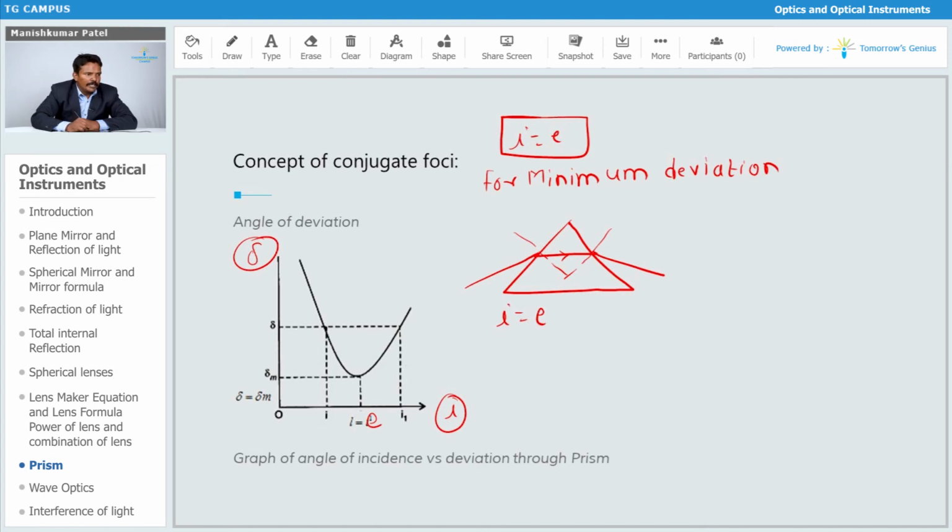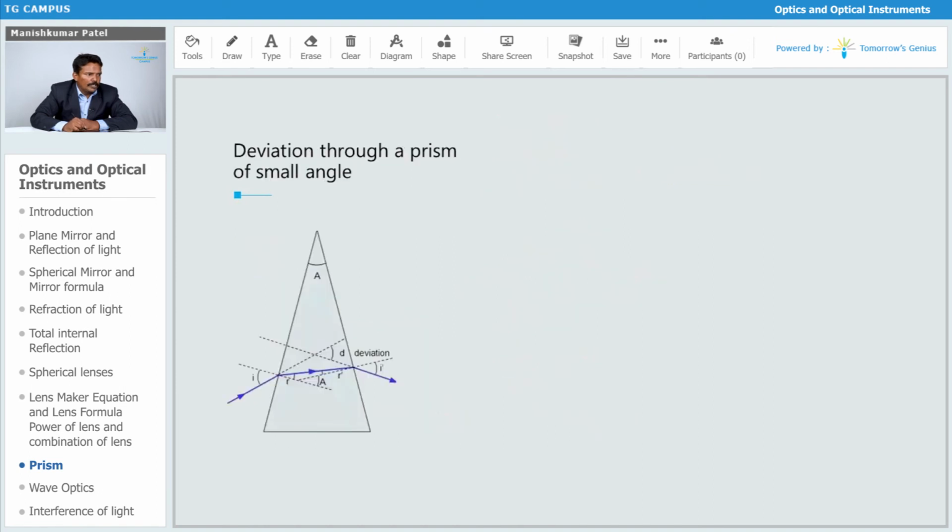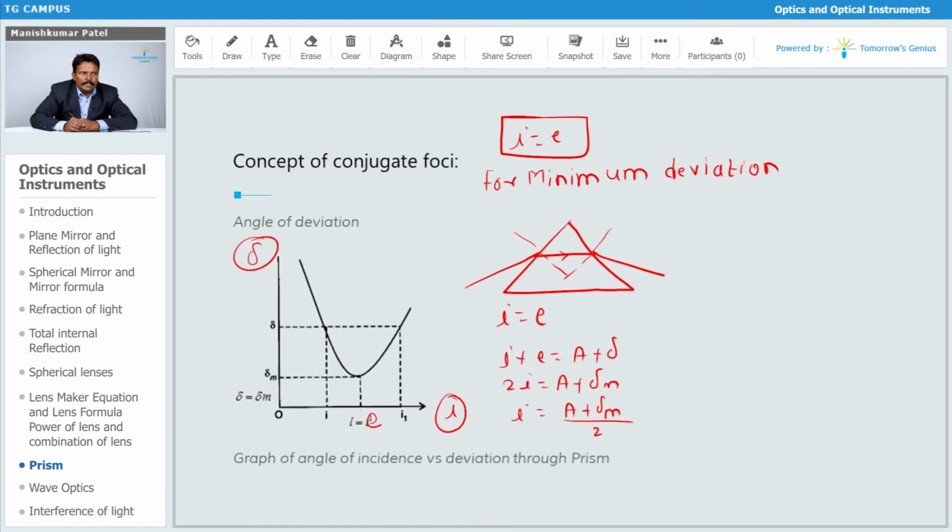So the expression that we have written, I plus E is equal to A plus delta. So this is 2I is equal to A plus delta, then I is equal to (A plus delta M) upon 2. This is how we can write it for this particular case. Now mu is equal to sine I upon sine R. Sine I is sine of (A plus delta M) upon 2, upon sine R.